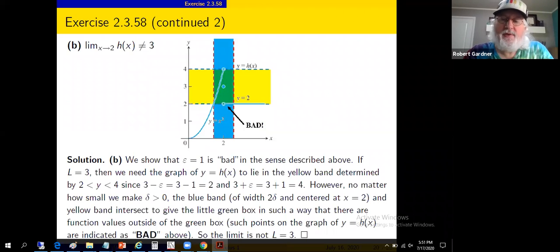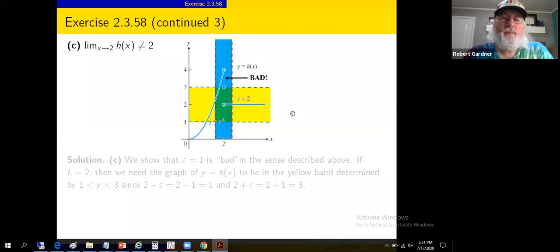Doesn't matter what happens at 2. And it's the same little story. We've got points outside of the green box, if you want to explain it like that. Okay, we'll move down and try L equals 2 in part C.